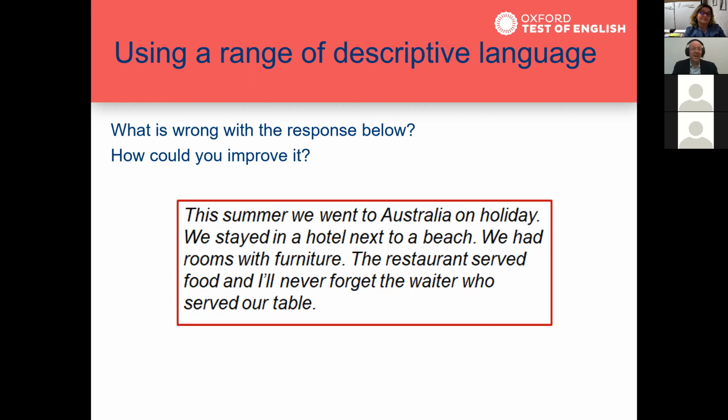Okay, it's like the others, isn't it? There's nothing wrong with it. It's perfectly correct. There's no mistakes. But look at the vocabulary. Summer, went, holiday, hotel, beach, rooms, furniture, restaurant, food, forget, waiter, serve, table. This isn't B2. It's perfectly correct. But if you write this, I'm afraid you're not going to get a B2. And you have a B2, but this doesn't show a B2 level, does it? Okay, this is A2, very poor B1 maximum.